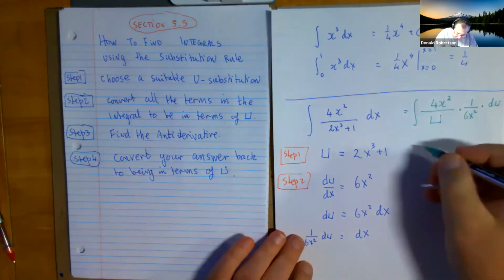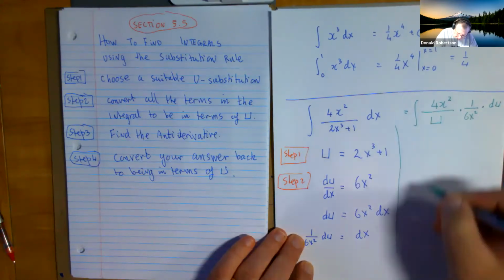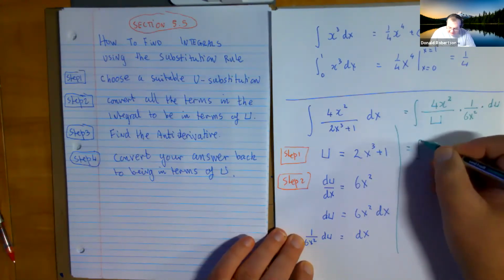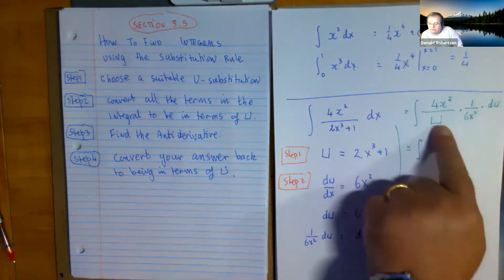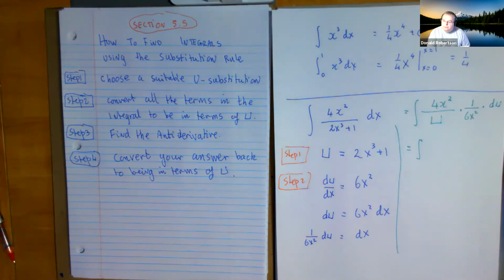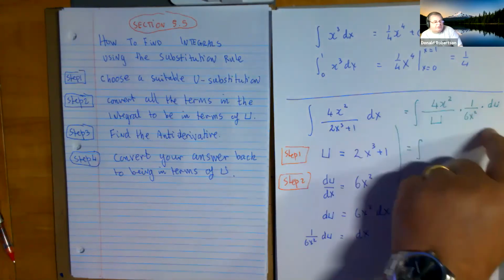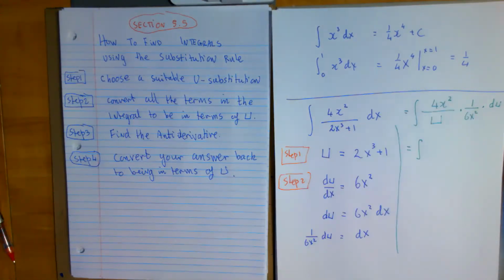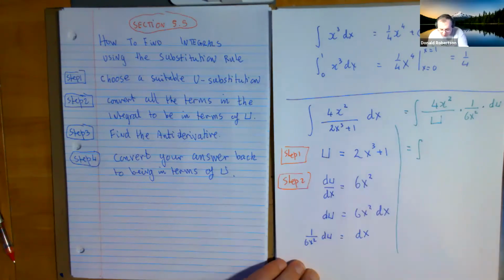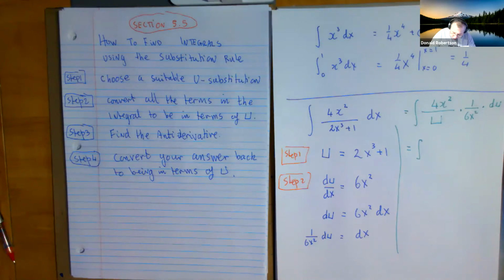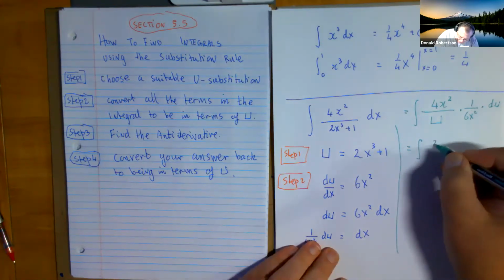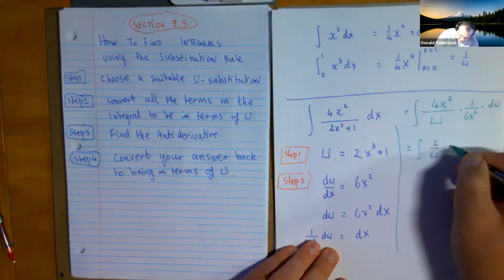So we're still in step 2 here. I guess I need a little wall here. Can you see any simplification that I can do here? Can you see anything that I might be able to cancel, for instance? Cancel out the x's. Can I also maybe, while I'm at it, take care of the 4 and 6 and cancel them a little bit down as well? So when I do that, what I'm going to be left with is 2 over u du.